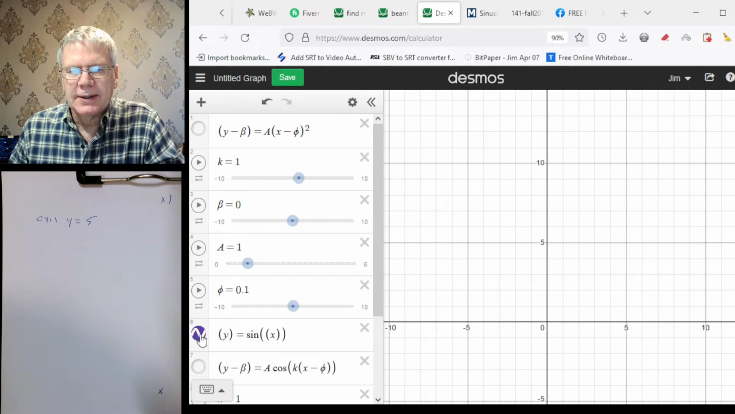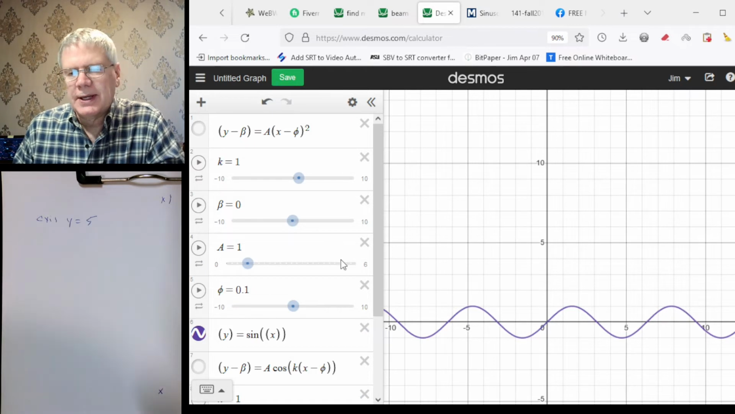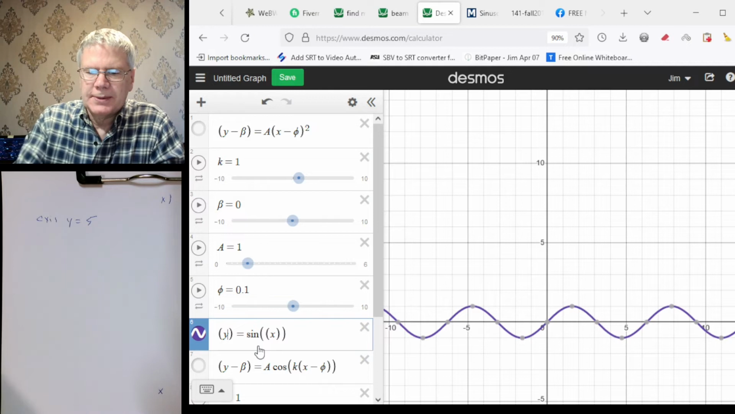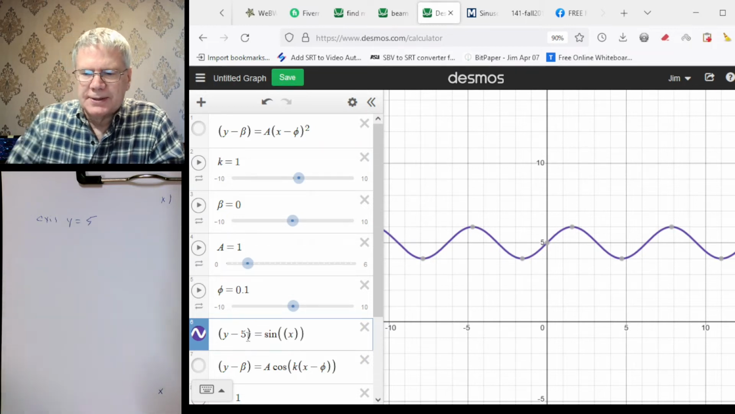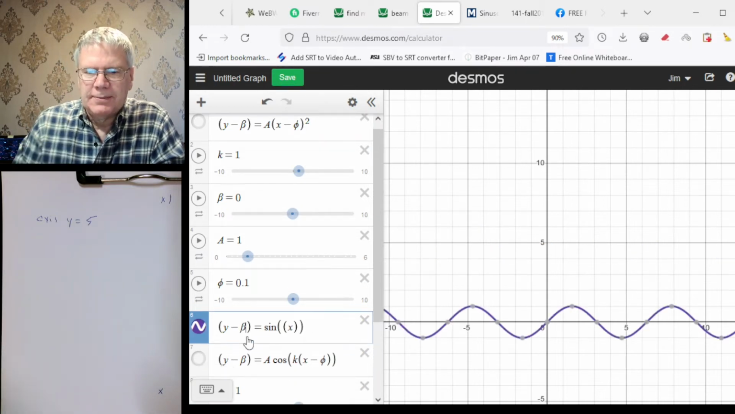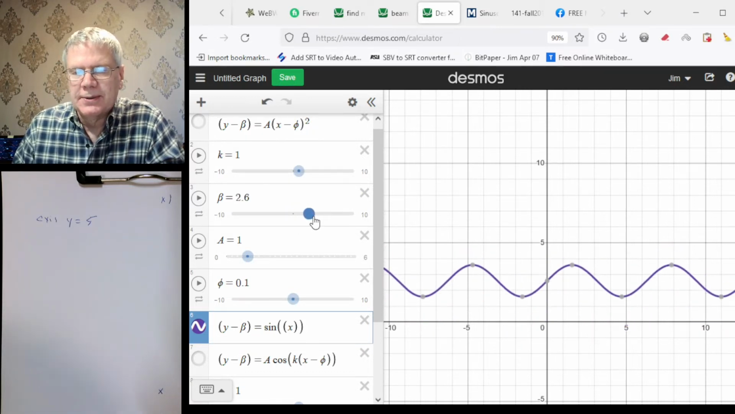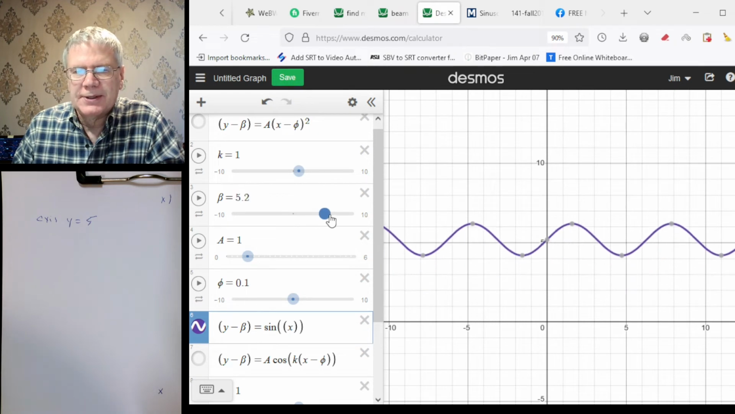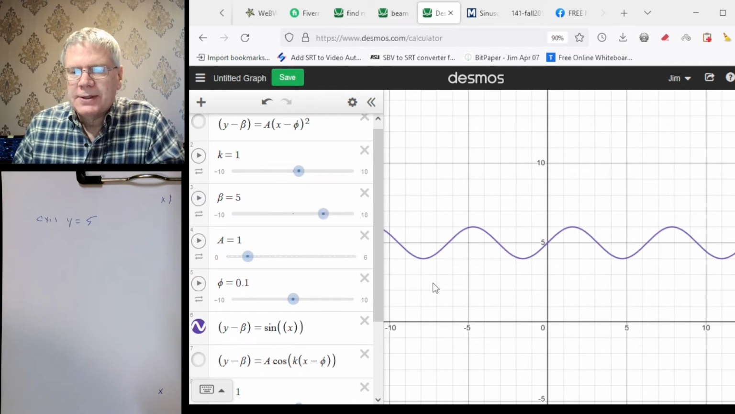Now let's look at a sine wave. And the first thing we're told is that the horizontal axis is 5. So I'm going to change this to y minus 5, and I'm going to move it up by 5. So I can move this up and down just like I did with the parabola, and I'm going to set it to 5. Okay, so I've met the first criteria here.